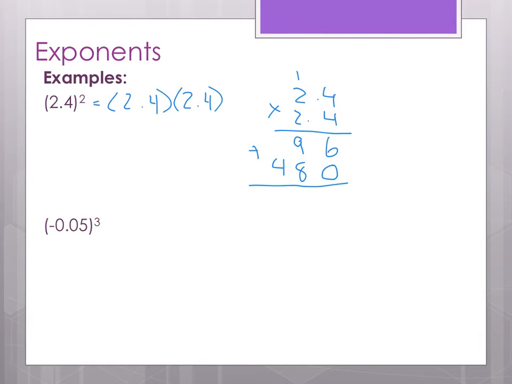I'll add these together. I get 6, 7, 5. And now I have to place my decimal. I have 1, 2 decimals in my factors. That means I move in my decimal 2 places, and I get 5.76.